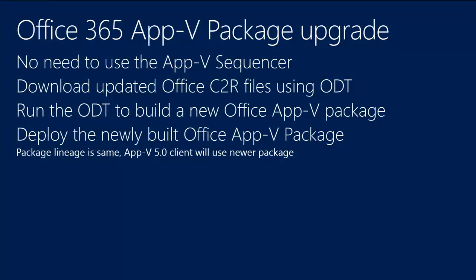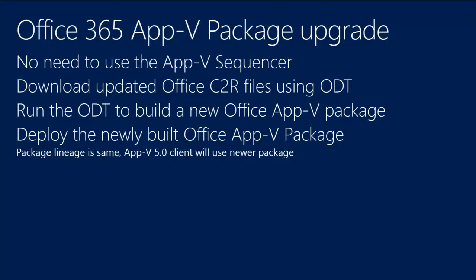I also alluded to a little bit before about upgrades. Upgrades are much easier now. You use the Office Deployment Tool again, just like we did to create the package. You go through the same steps. You run setup.exe first with the download flag. It will go to the CDN and download the newest bits of Office to your machine. You then again run the setup with the packager flag, and that will create a new version of the package.